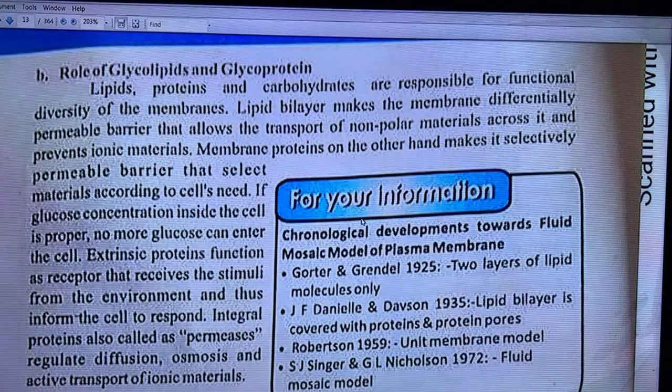Extrinsic proteins function as receptors that receive stimuli from the environment and thus inform the cell to respond. Integral proteins, also called permeases, regulate diffusion, osmosis, and active transport of ionic materials.